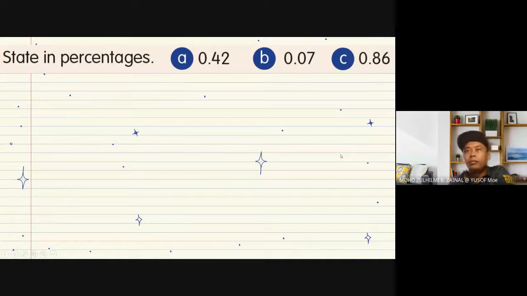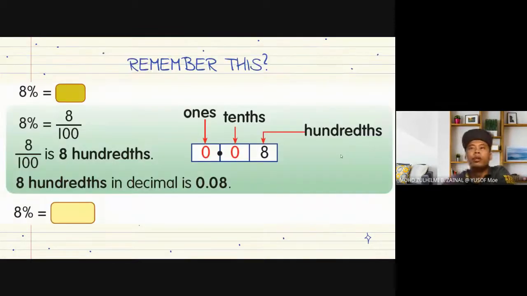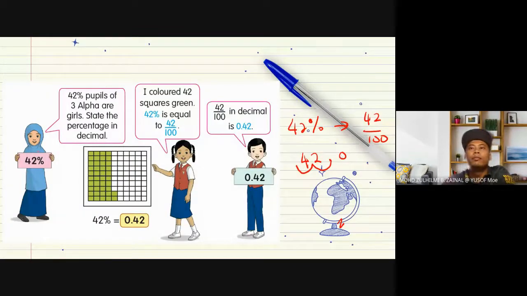Dia buat lagi. Tak boleh keluar pula. Tak boleh nak memadam.